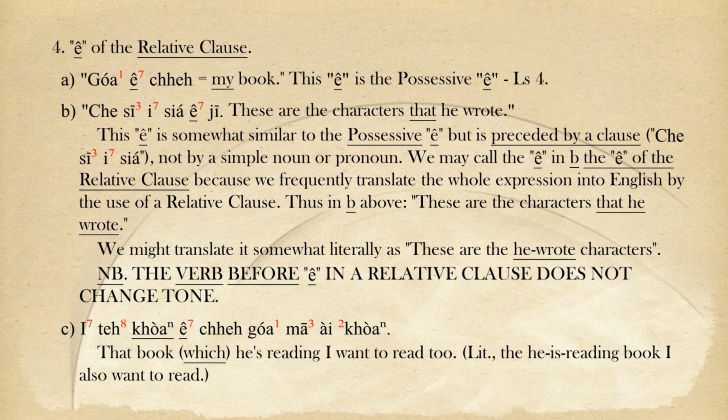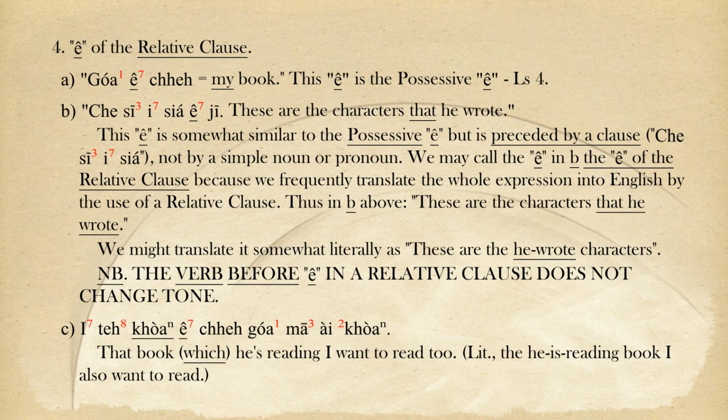4. A of the relative clause. 細骨予細字 A， 我的冊 equals my book. This A is the possessive A. Lesson 4. 細骨予細字 B， 這是伊寫的字。 These are the characters that he wrote.